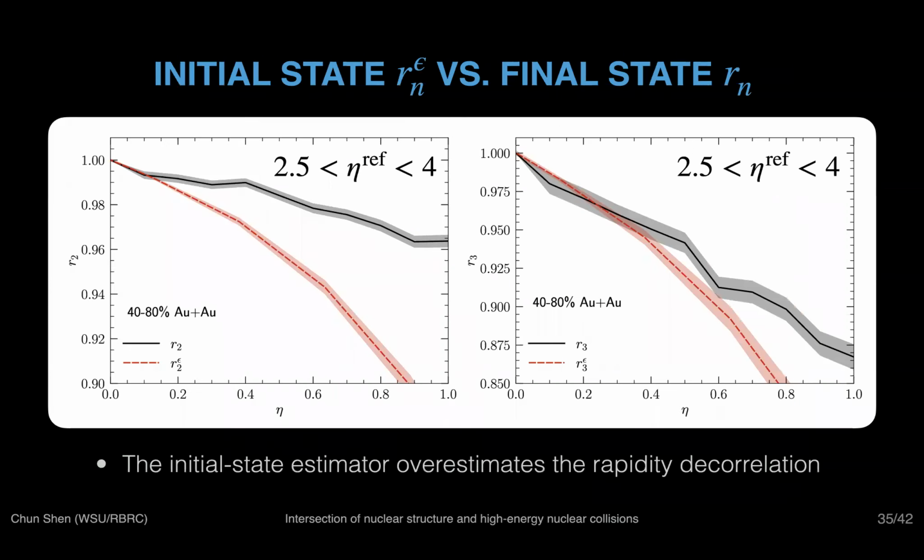First we want to see whether this estimator is good or not. Here is a calculation: the black is the full calculation with hydrodynamics, measuring R2 with the Q vectors from the final state, exactly the same as the experiments. Then you can compare with the initial-stage epsilon 2 correlator. You can see that they are quite different. So the bad news is that you cannot easily use the initial-state estimator to estimate the final results. You really need to do the expensive calculation of RN in the final state and compare with data.